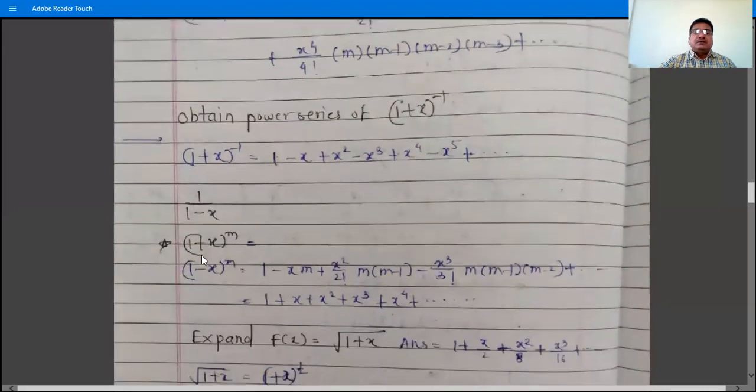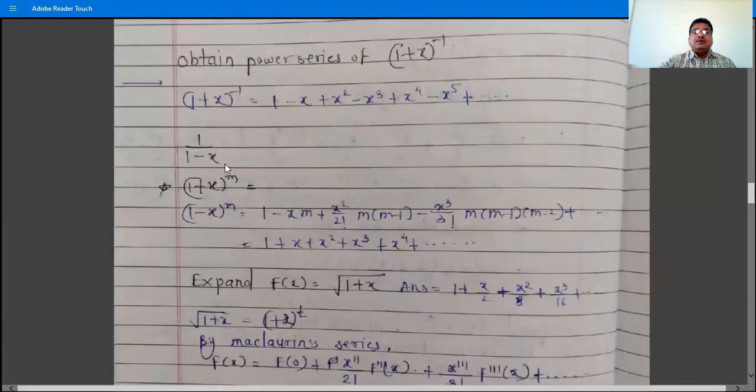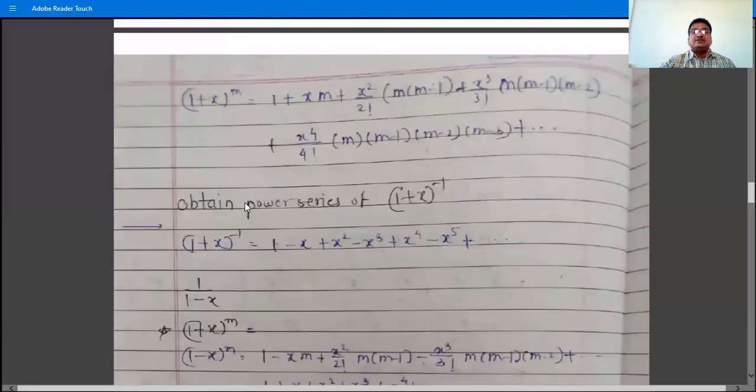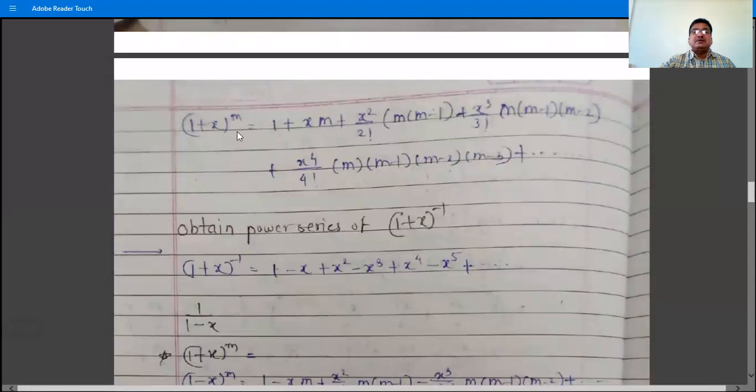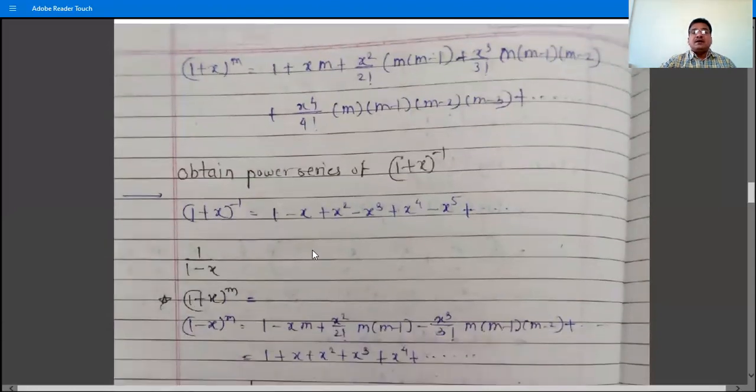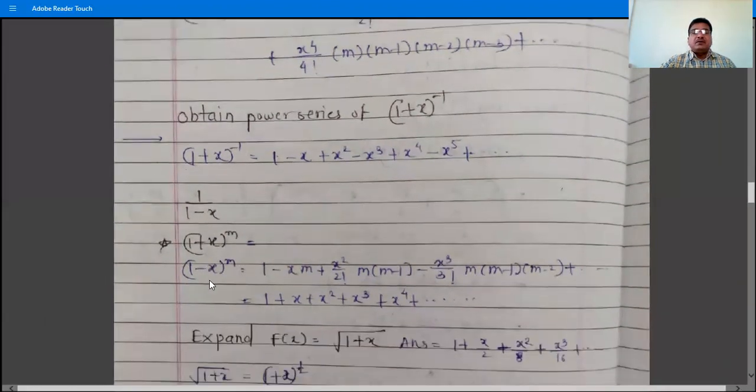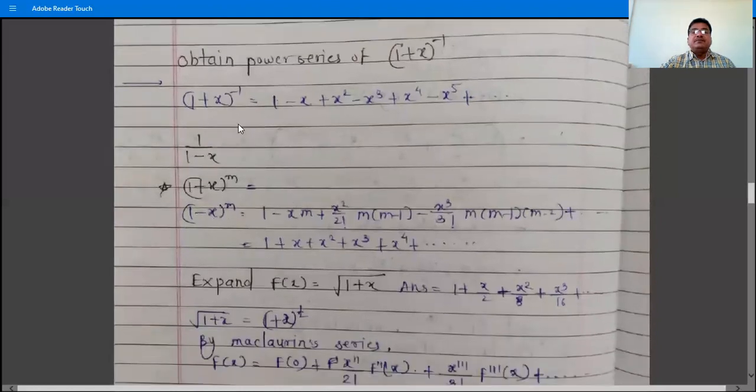Now the expansion of (1 - x)^m. Just substitute x as -x. So we have the term 1 - mx. This term, minus x squared, becomes plus x squared. So this term stays as it is, then this term becomes minus, x cubed with a minus x gives minus x^3. So this is the expansion of (1 - x)^m. And if we obtain (1 - x)^(-1), then we have this.